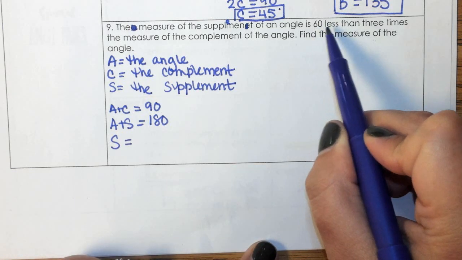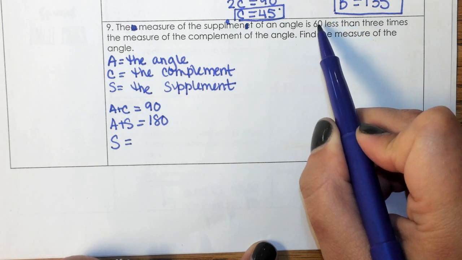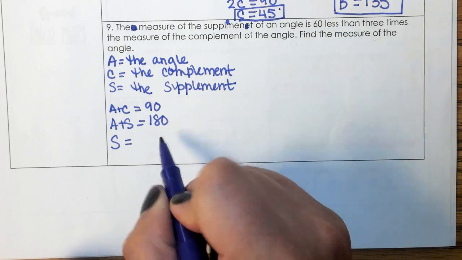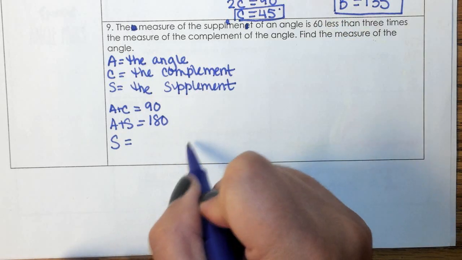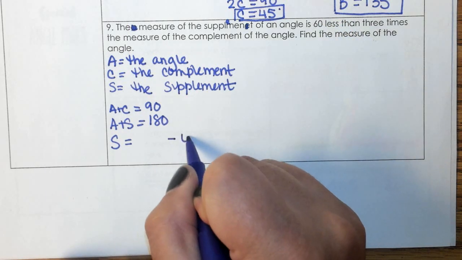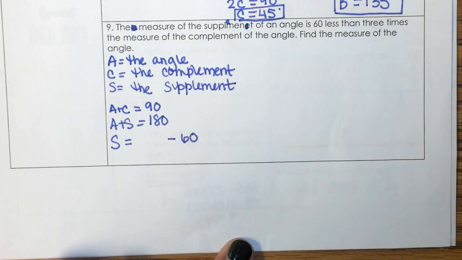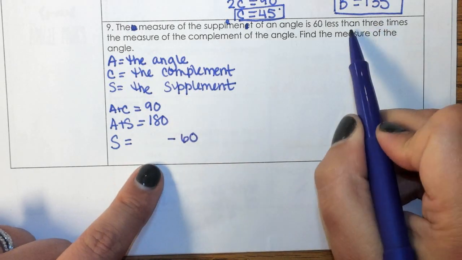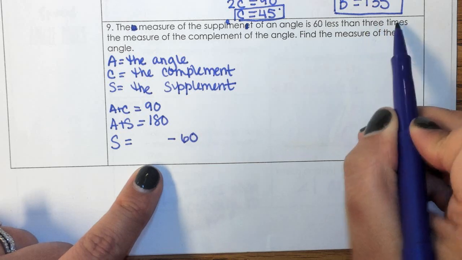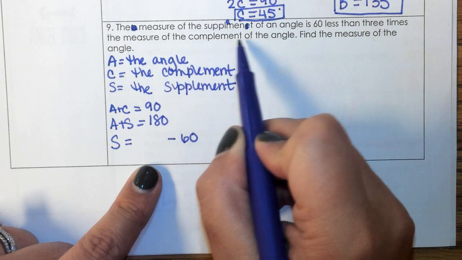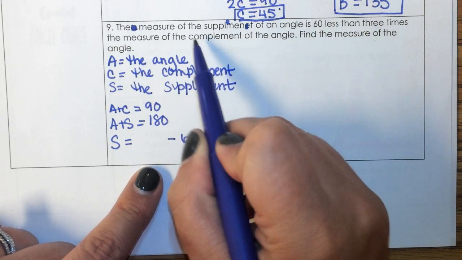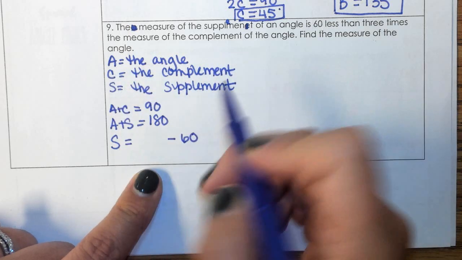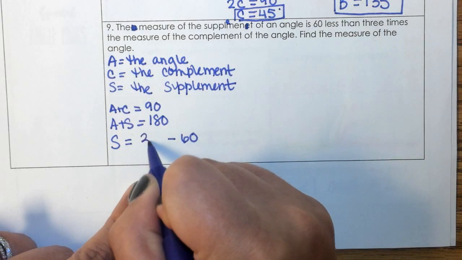Okay, 60 less than. I know that I'm going to subtract 60, but remember, less than flips the order around, so that minus 60 is going to go at the end of this equation. And then 3 times the measure of the complement of the angle: the complement we called C, so 3 times that will be 3C.